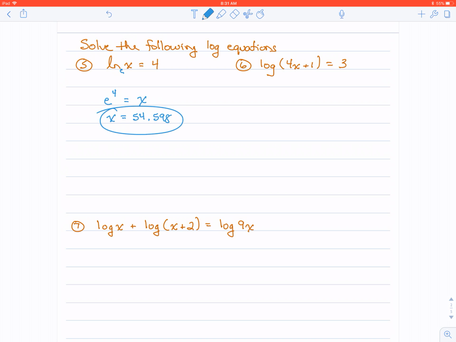All right, the second log ones, again, unless there's something fancy going on, just use the definition of log. So remember that's base 10. So let's set up the equation. 10 to the 3rd power equals 4x plus 1. Well, 10 to the 3rd is 1,000. Subtract 1 from both sides. And then divide by 4. So x equals 249.75.